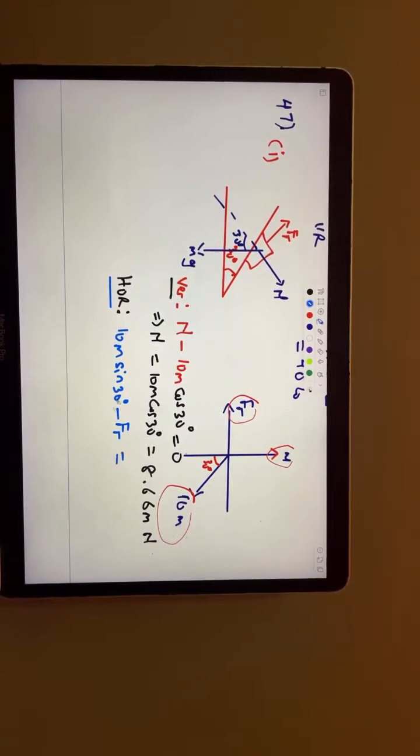Then I told you, once you are done finding the resultant force, you always equate it to what? Ma. The reason why I didn't equate it to Ma in the vertical is because there is no motion in the vertical, so the acceleration will be equal to 0.